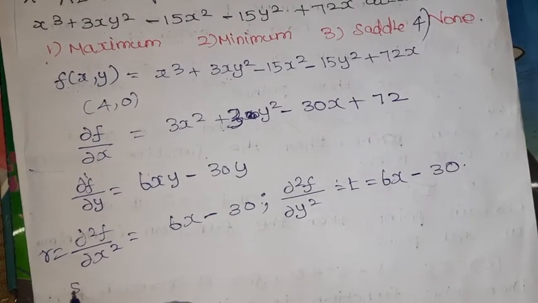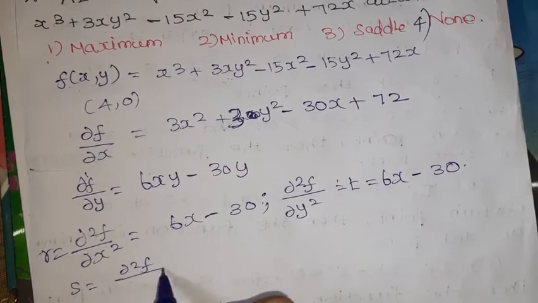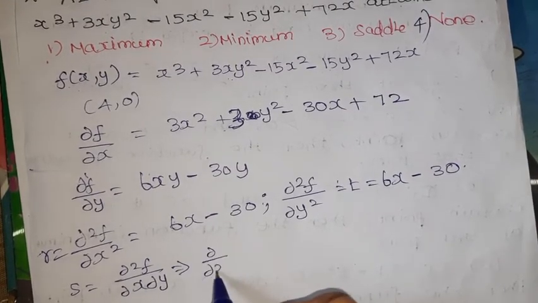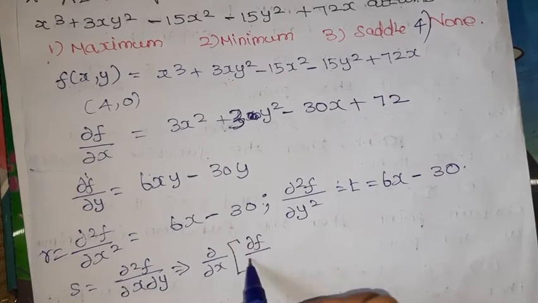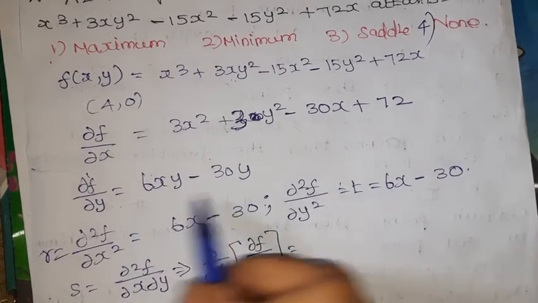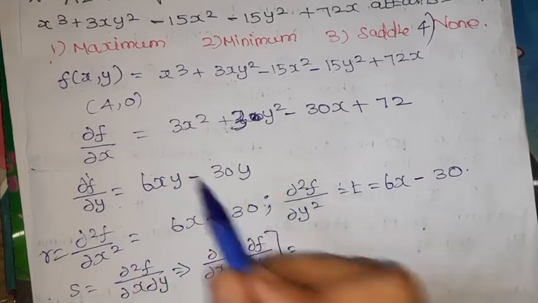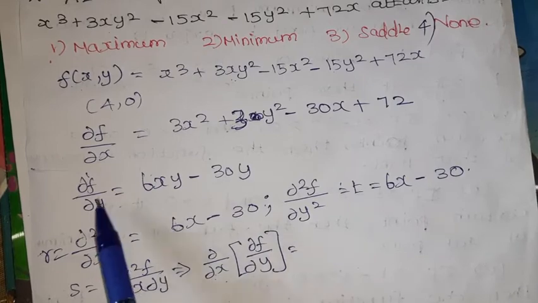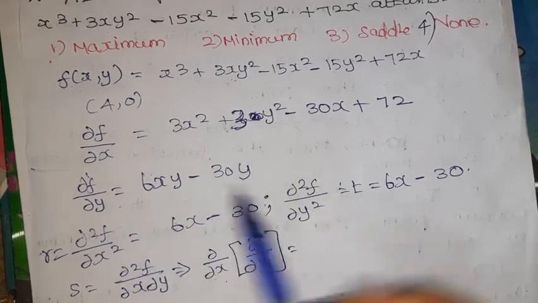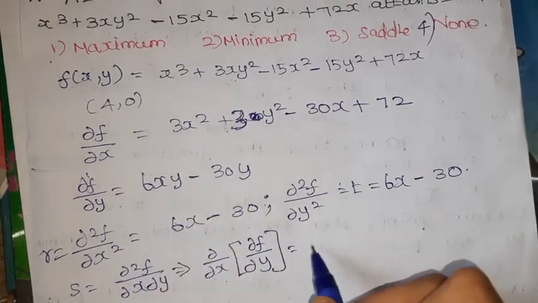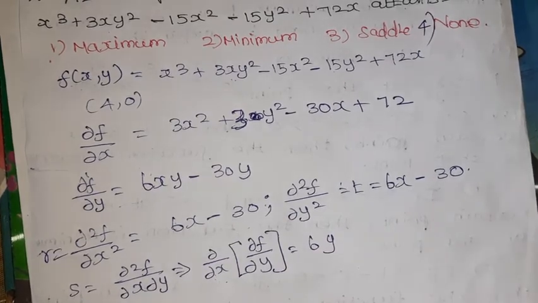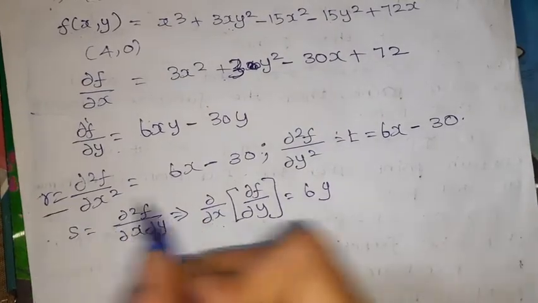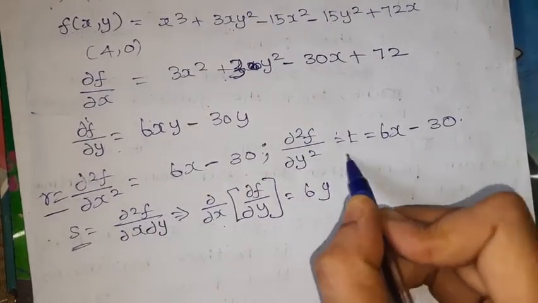Then what we need to do? Find the s value. S value is nothing but dou squared f by dou x dou y, which we can write as dou by dou x of dou f by dou y. So in dou f by dou y we need to differentiate again with respect to x. See carefully, then with respect to x we get 6y alone, okay. This is s. We now have r, s and t, right.